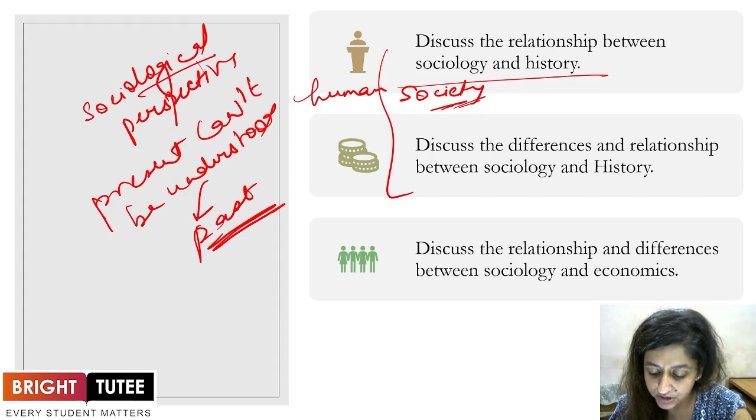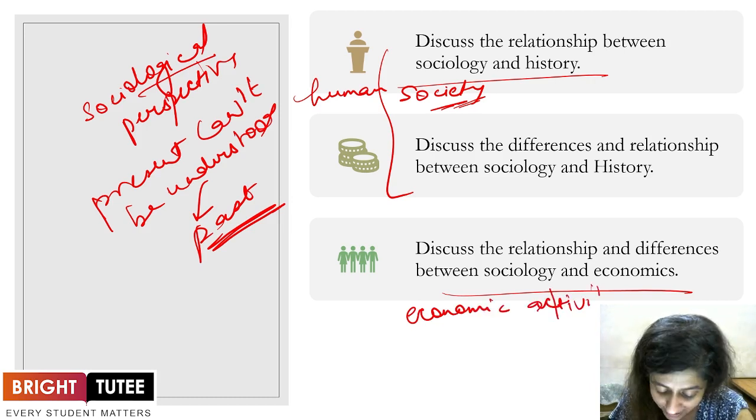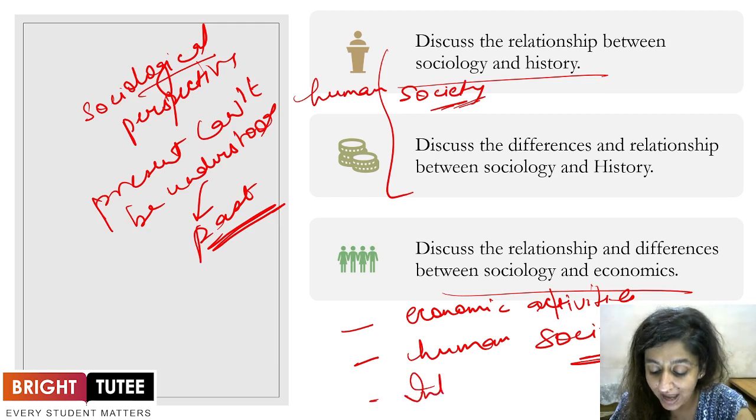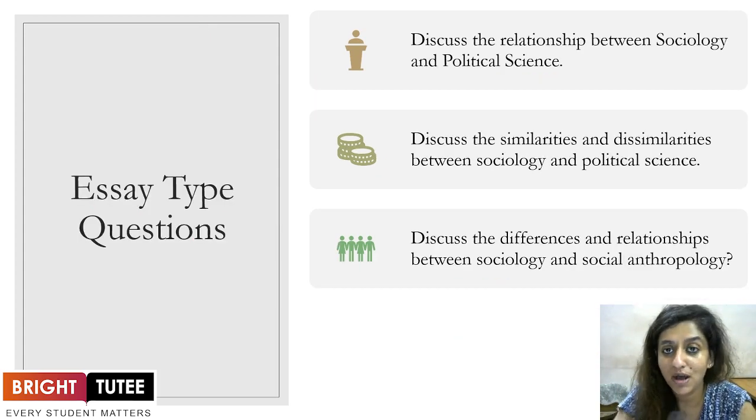Discuss the relationship between sociology and history is the same question here. Now, discuss the relationship between sociology and economics. We have talked about it: both of them deal with the economic sphere, both study economic activities, and both talk about human society and refer to interdependence, also making learning easy for each other. That is what we are going to talk about here.